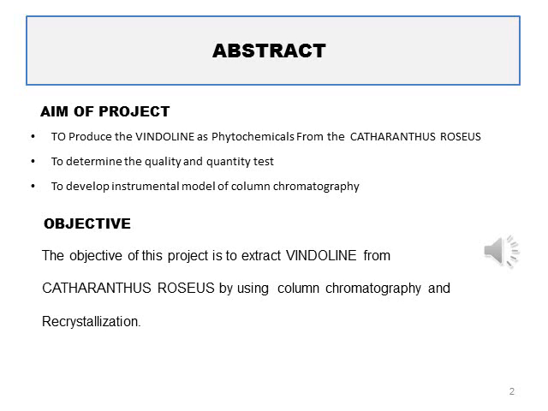Abstract. The aim of the project is to produce Vindolin as a phytochemical from the Catharanthus roseus, to determine the quality and quantity test, and to develop an instrumental model of column chromatography. Objectives. The objective of the project is to extract Vindolin from Catharanthus roseus by using column chromatography and recrystallization.